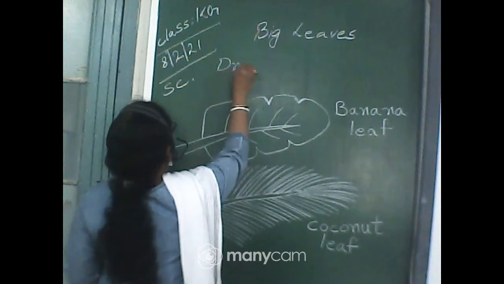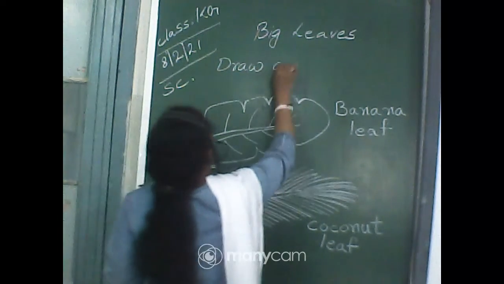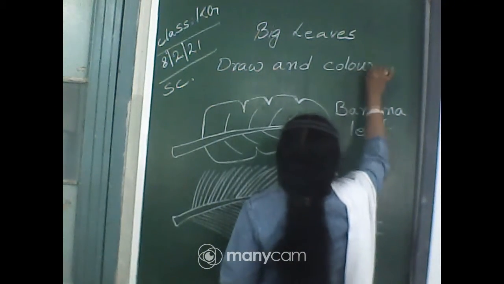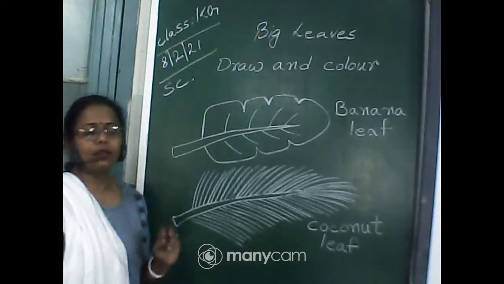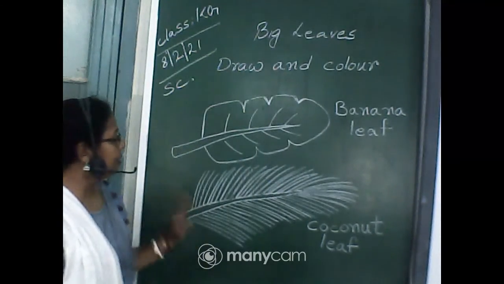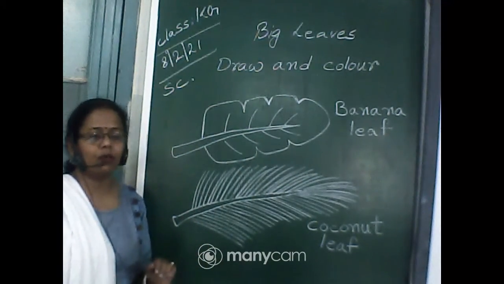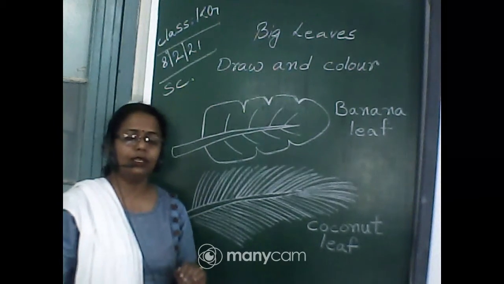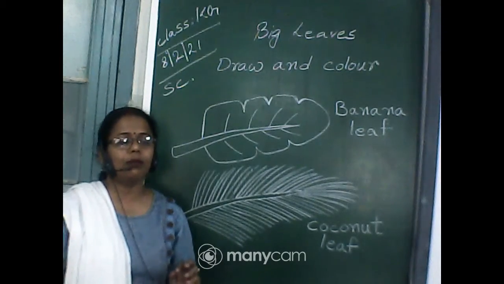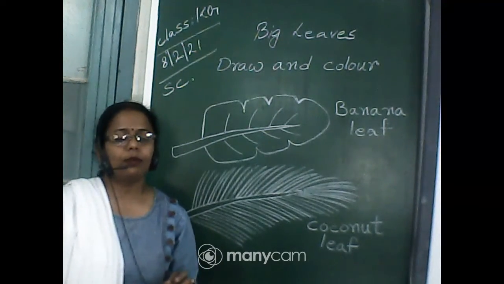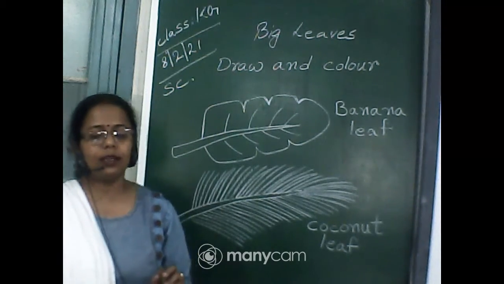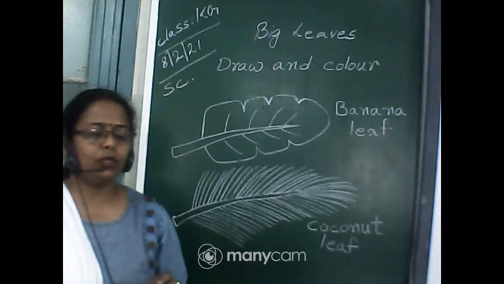So today the topic is draw and color. Today you will draw the leaf, that is banana leaf, and you will color the leaf, that is banana and coconut both. Very good. I can see Inakshi is coloring her leaf. And Shomrik Roy Chaudhary, come on, beta. Come on, come on. You are a very good boy. Come on, do it. Yes, Arju is coloring his picture. Very good.